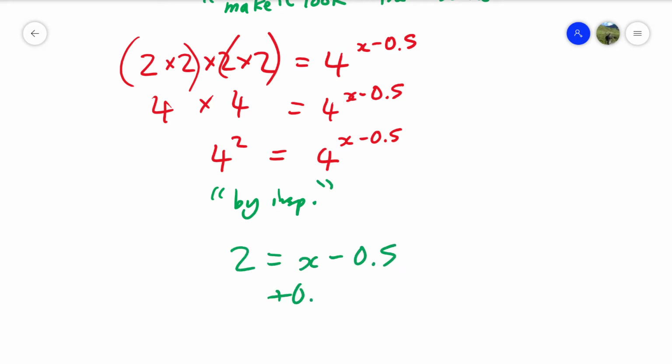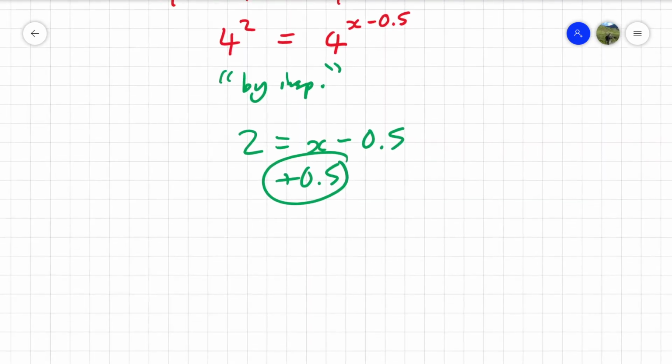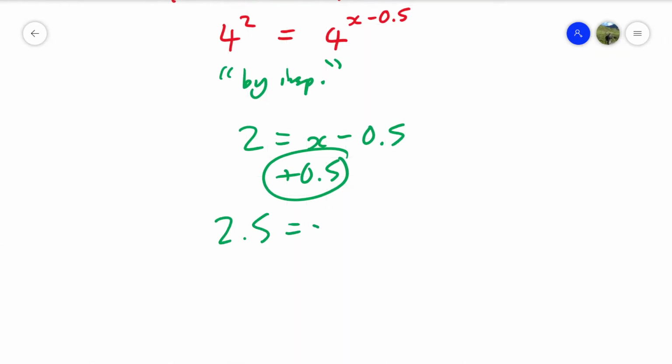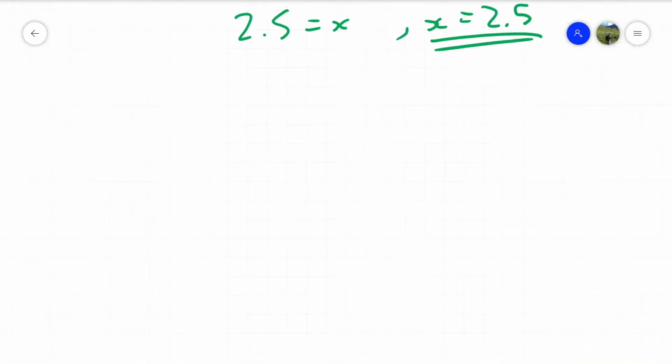I'll add 0.5 to both sides. And I end up with 2.5 equals x, which I'll just write around the other way because I prefer it like that. There we go. There's the answer. Let's do the next question.